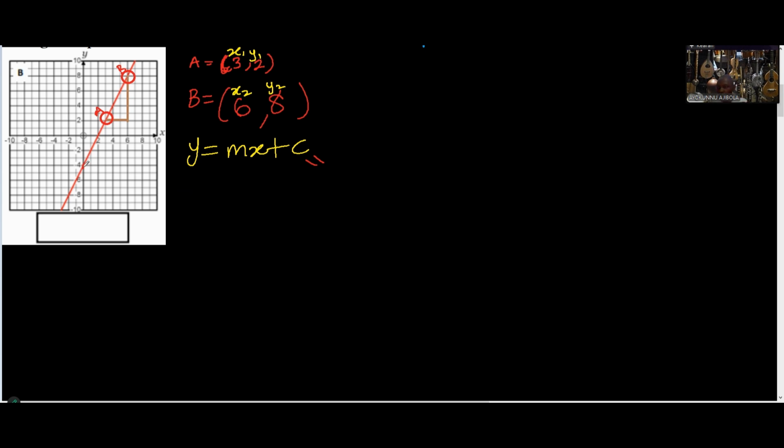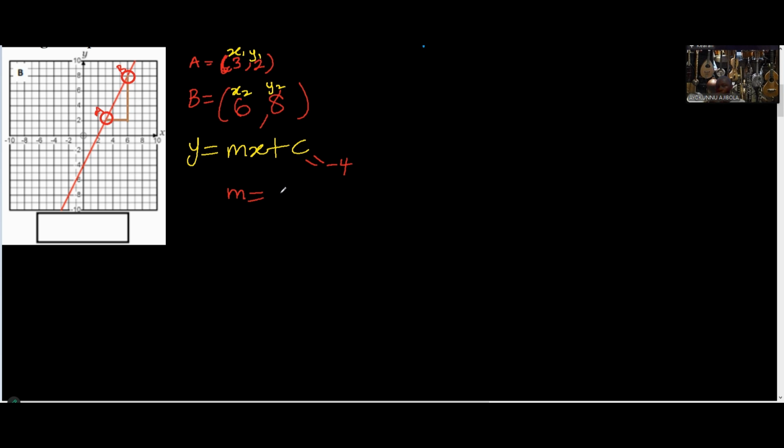This is the point here. Can you see this point? Yeah. So what's the number there? -4. Okay. So C is -4. Is that clear? Yeah. But let's find our M. How do we find M again? Do you remember?